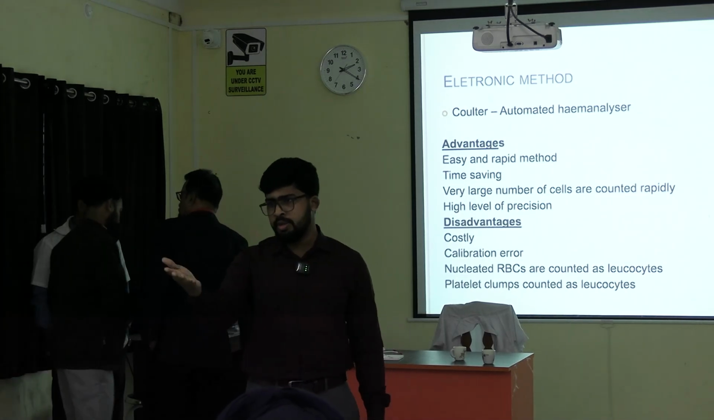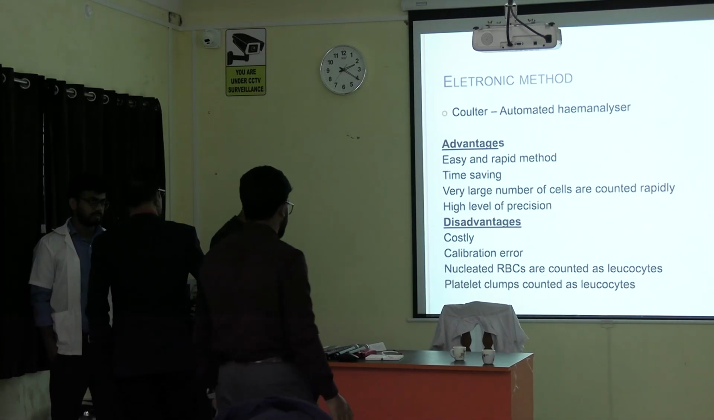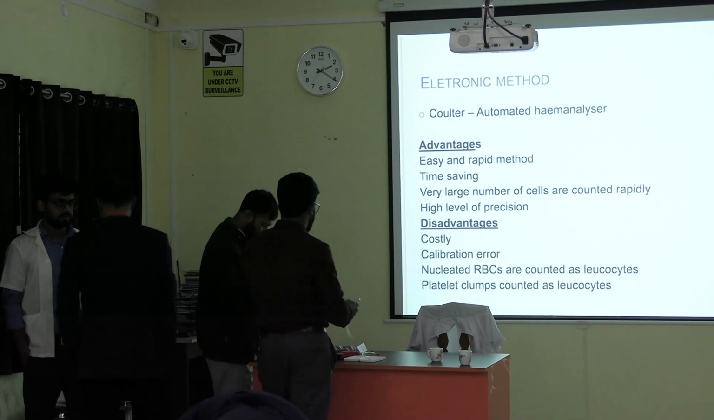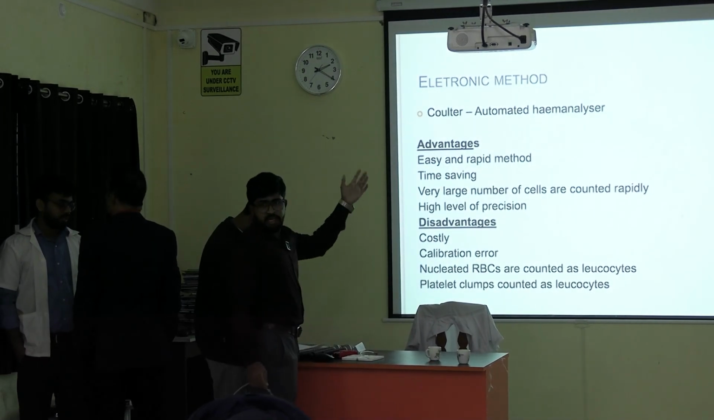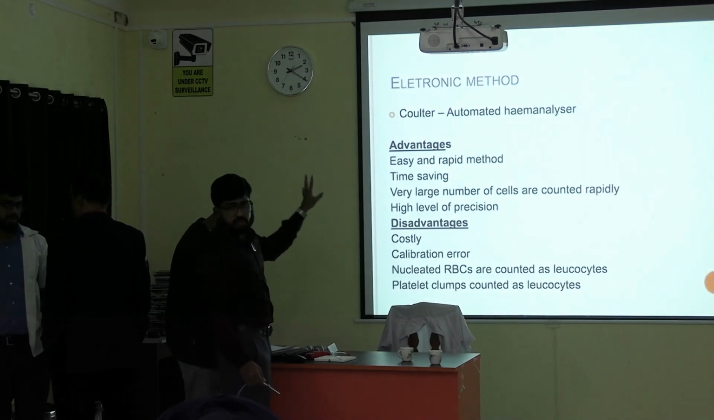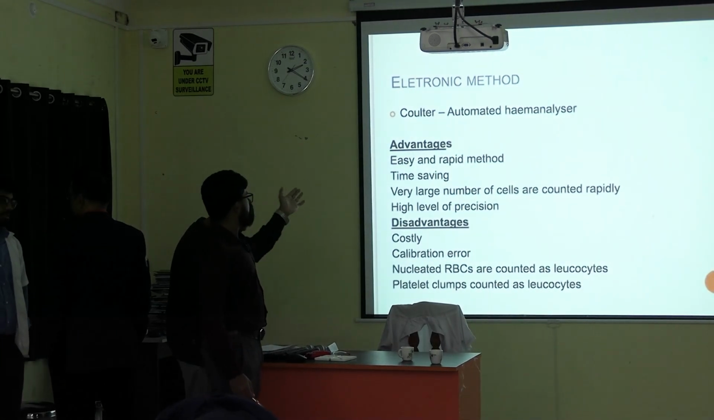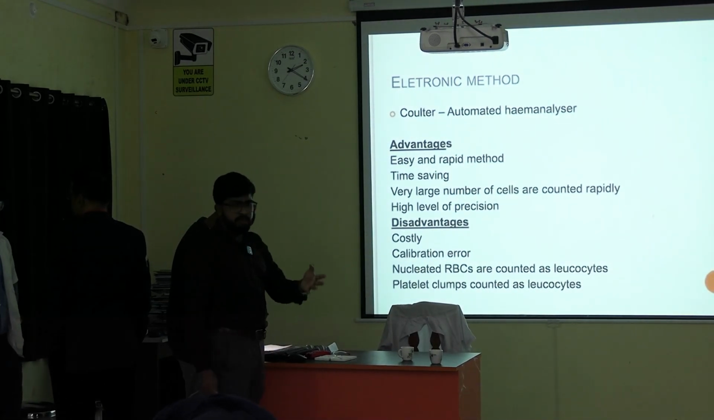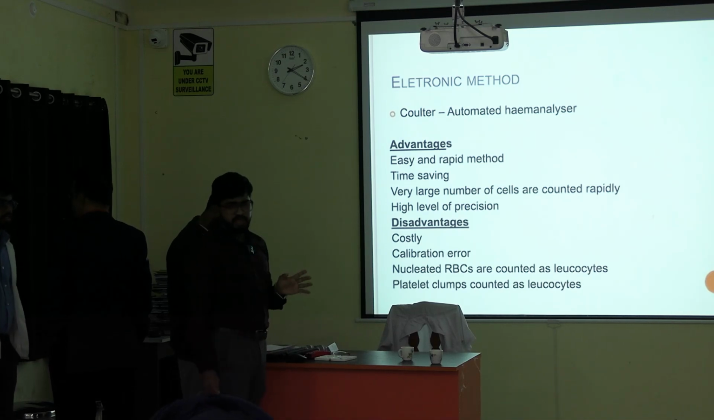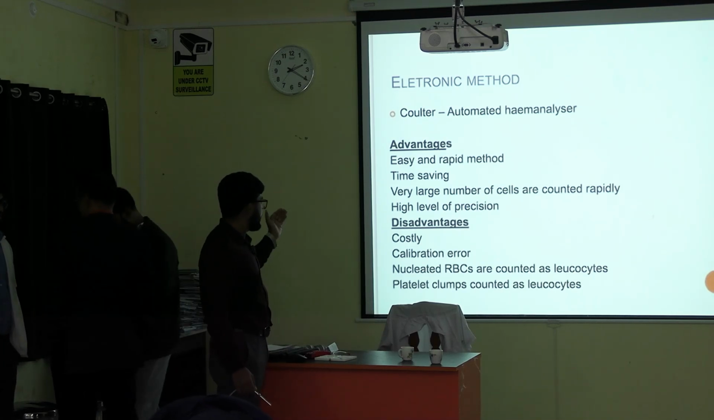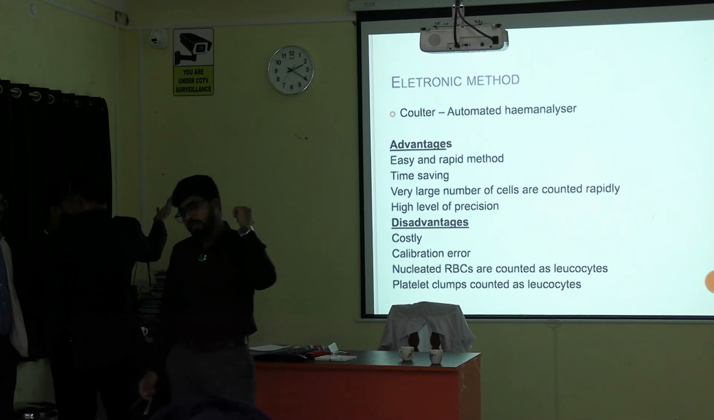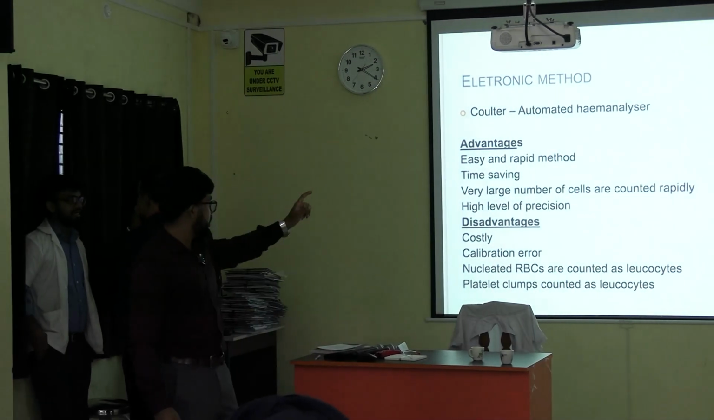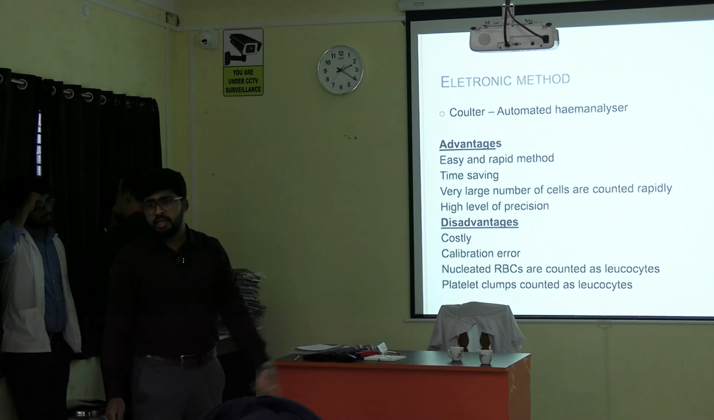So there are some advantages and disadvantages to this electronic method. It's easy and rapid, time saving, a large number of cells can be counted, and it has a high level of precision. The disadvantages are costly calibration error, and nucleated RBCs are counted as leukocytes. This is a very important point.